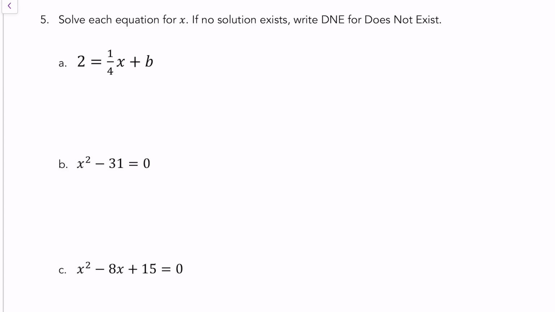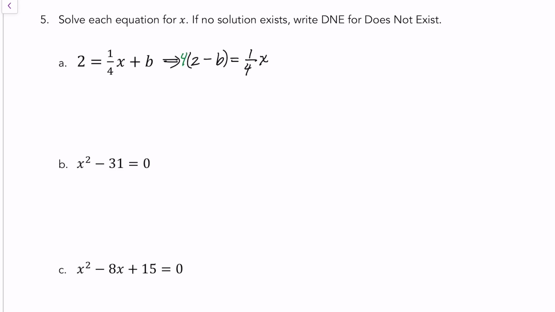All right. One way we can start is by subtracting b from both sides. So this is going to be 2 minus b equal to 1/4 times x. And now we don't write b because we just subtracted b from the right-hand side. Now I want to get rid of this 1/4. In order to get rid of that 1/4, I have to multiply the entire expression by the denominator. So this is times 4.